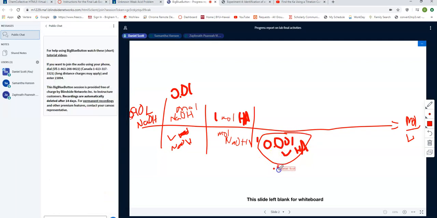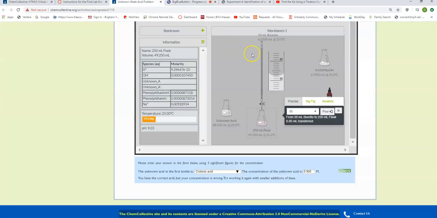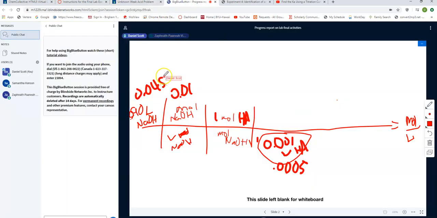So this is going to be 0.0005. What did we say? What was it? 0.04575. Yes. 0.04575 times 0.01 divided by 0.0005, right? Yes. Anybody get an answer?